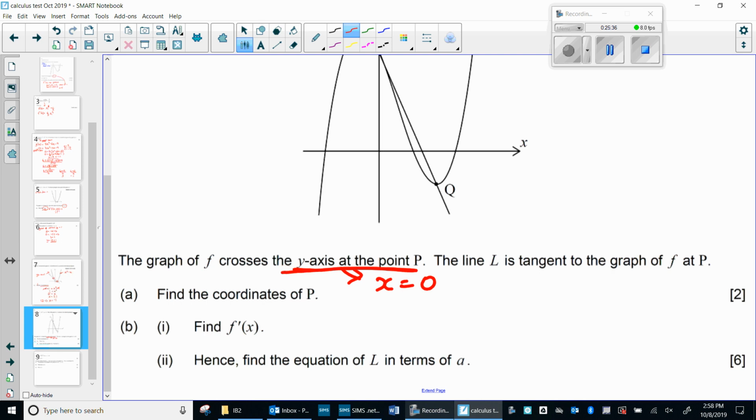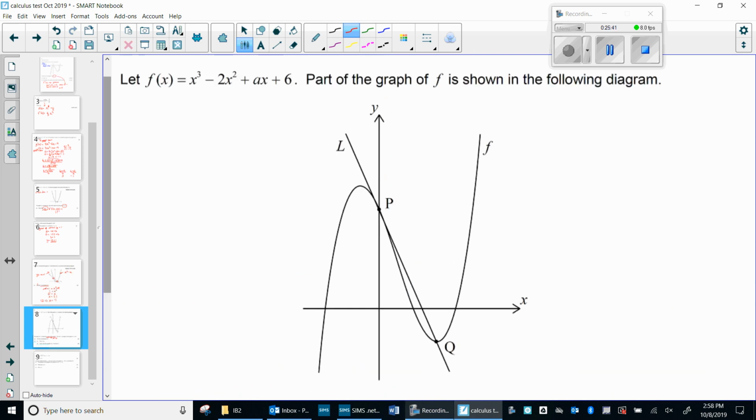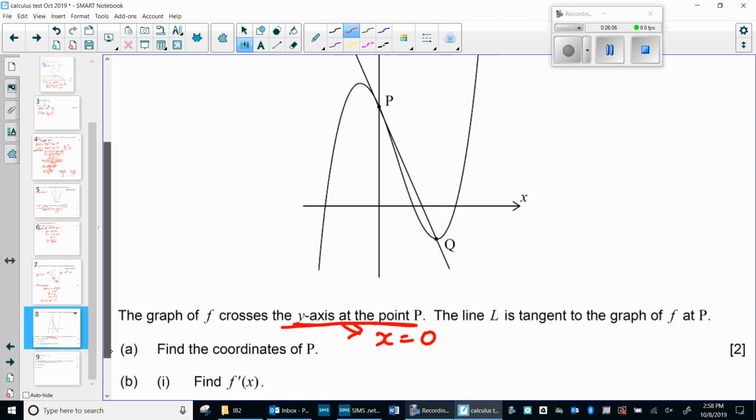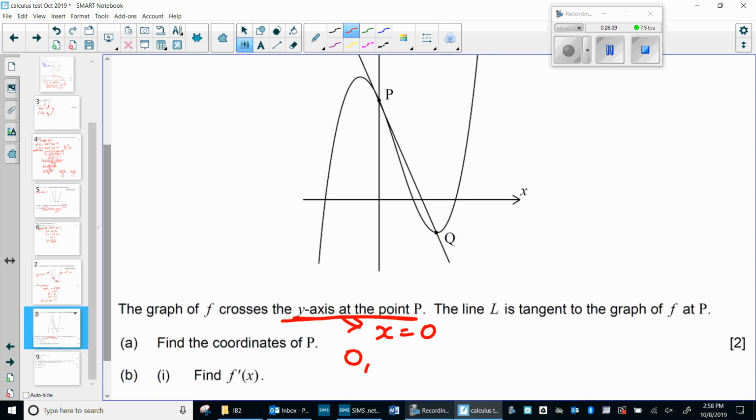So what are we going to do? Stick 0 in place of the x. If you know something crosses the y-axis when x is 0, to find the coordinates, you put 0 in place of x. These terms all disappear. What value are you left with? 6. So the coordinates of P must be 0, 6.